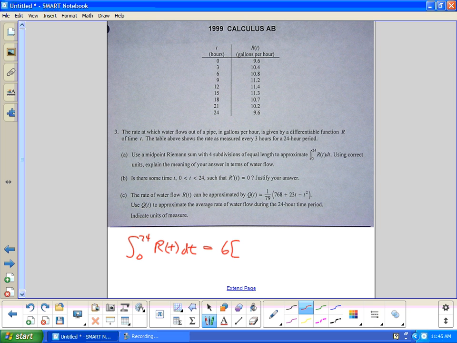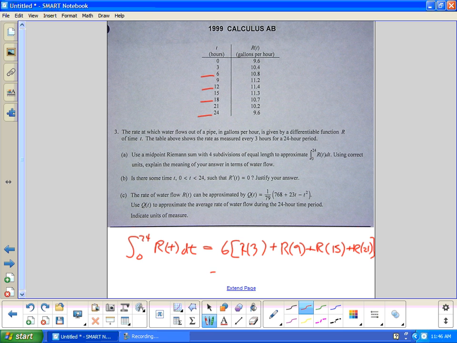And the midpoint of 0 to 6 is r(3). You guys agree? The midpoint of 6 to 12 is r(9). The midpoint, because here's the first interval, here's the second, third, and fourth. The midpoint of the next one is r(15). And the midpoint of the last one is r(21).